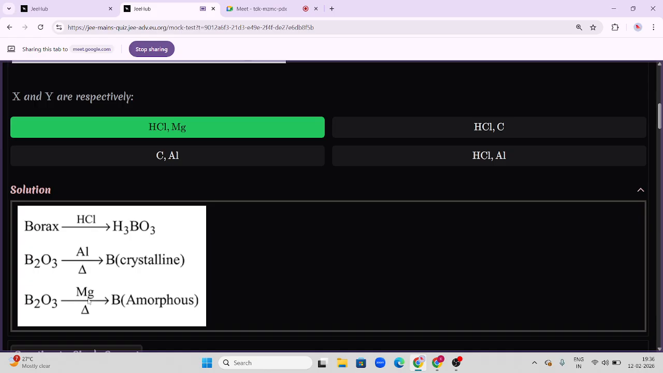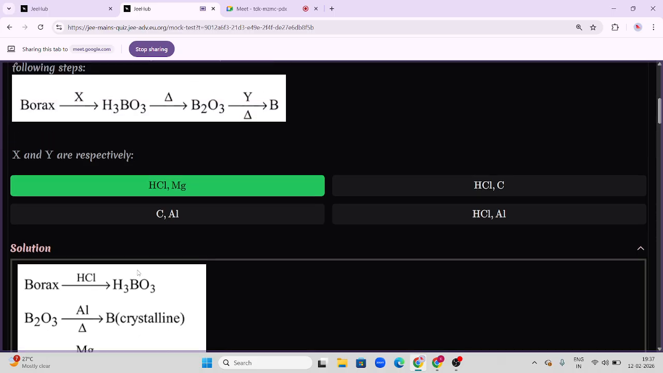So, what does it do? It just does the reaction very fast, so that the boron is amorphous here. But aluminium is not that active. It takes its time to do this reduction. So it forms crystalline boron here.